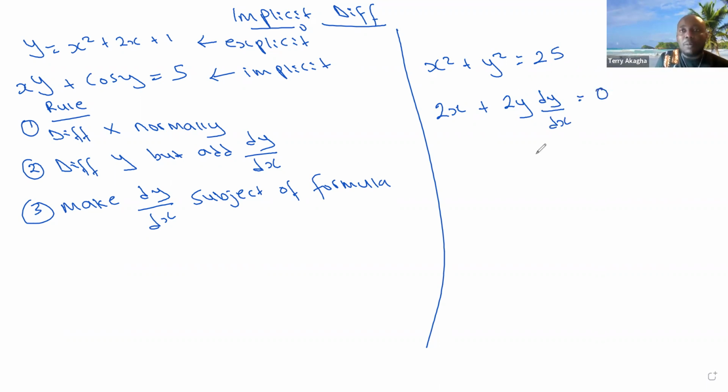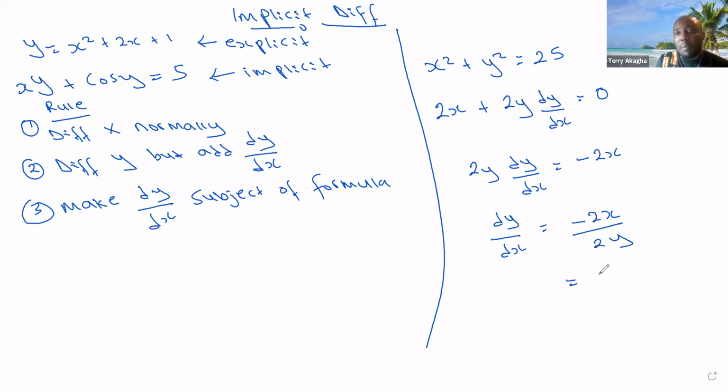So we make dy over dx the subject of the formula. You take 2x to the other side, and that'll give you 2y dy over dx is equal to minus 2x. Then divide both sides by 2y. So dy over dx is going to give you minus 2x divided by 2y, and this will give you minus x over y. Simple, straight up, you're done.